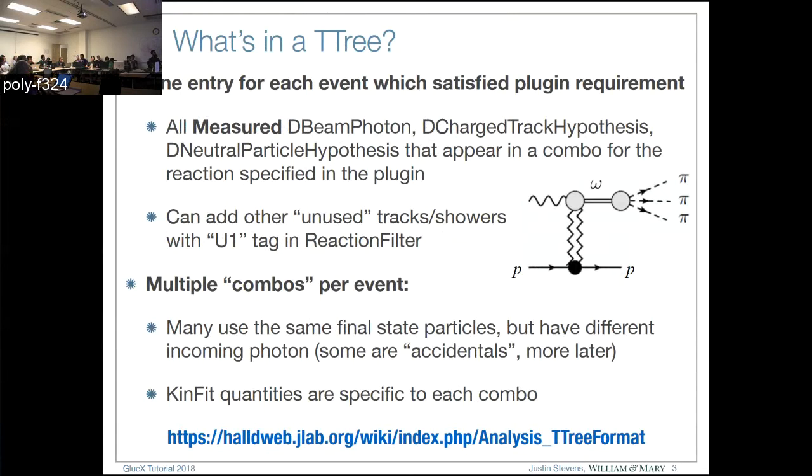And then for each of these combos, because they all have a different beam photon or maybe a different final state particle, they all have different kinematic fit quantities. So all that's stored in this combo information per event. So there's kind of 2 levels. One is the event-wise level, and one is the combo-wise level in the tree.